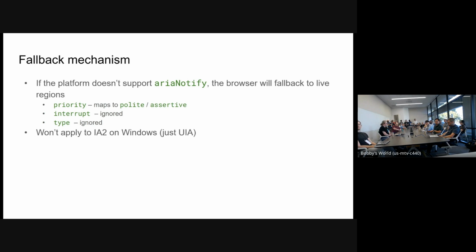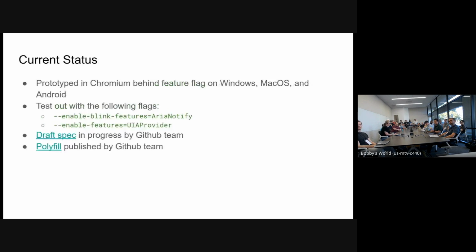As such, our plan is to only support ariaNotify on Windows through UIA to avoid firing duplicate notifications from ATs on Windows. So the API is currently prototyped in Chromium behind a feature flag on Windows, Mac, and Android. You can test out the feature using these two feature flags that I've provided here. The GitHub team has been partnering with us to work on a draft spec and have also published a polyfill that you can also check out.